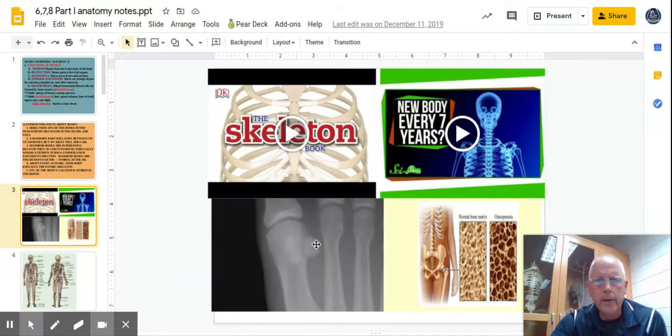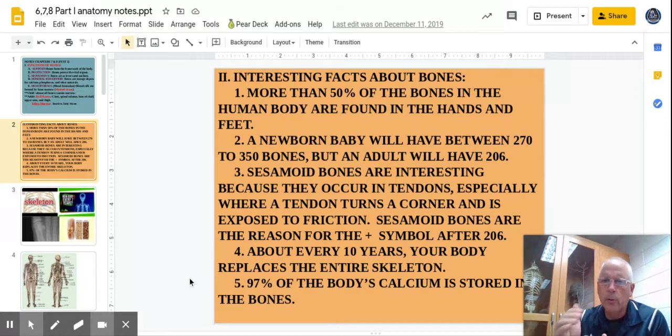You can see right here that these are little bone chip-like areas. And that's basically places where tendons turn a corner. So if a tendon turns a corner, that exposes that bone to a lot of friction because tendons anchor your muscles to your bones. And that's just the way the skeletal system protects the bones in your joints. So they're not true bones, they're just little pieces of bones, but we have to account for them. So instead of giving them an official classification in the 206, we just put a plus symbol.